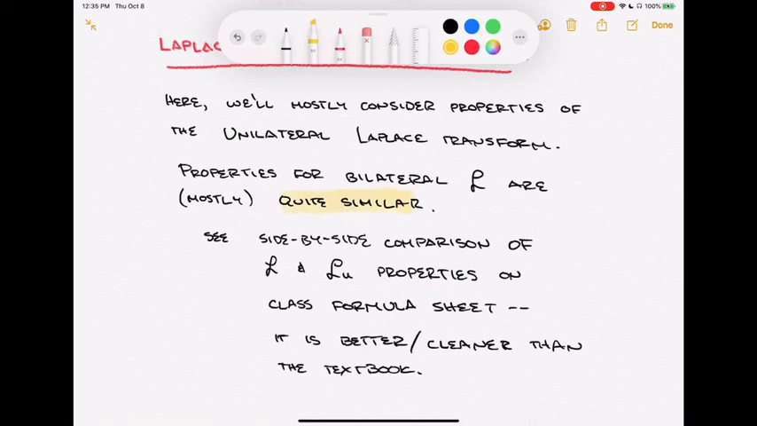I think the book does a little bit of a muddled job as far as showing these properties and maybe not always being 100% explicit as to saying whether they are using the unilateral case or the bilateral case. So I really would encourage you to take a look at the formula sheet that's on the class website. It's the one you also get to use on the next test, and it provides a side-by-side comparison of the bilateral Laplace transform and unilateral Laplace transform properties. So you can see exactly how they're the same and how they might differ.